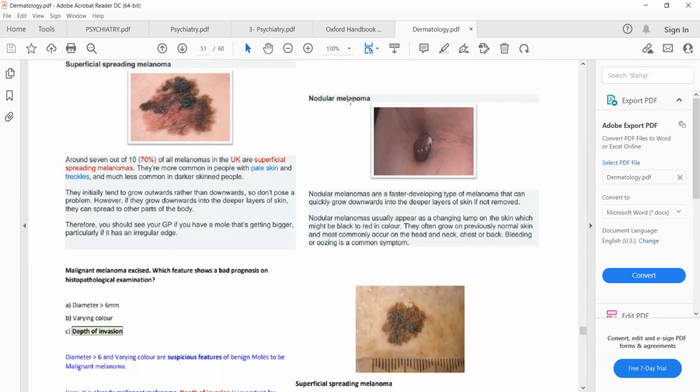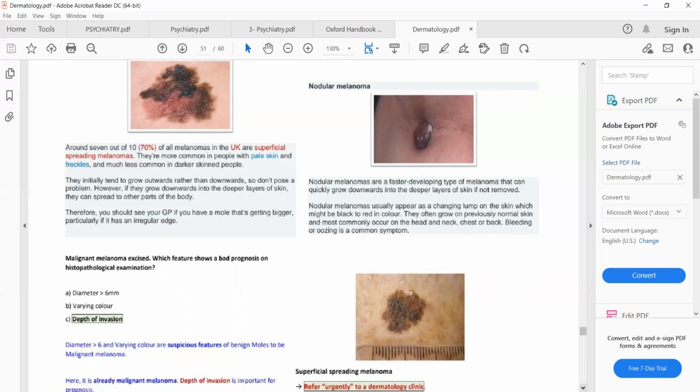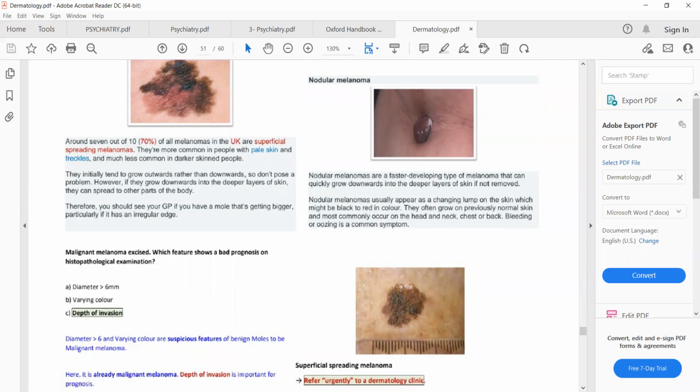Melanoma has another type, that is nodular melanoma. They are just like a nodule and they grow very rapidly into the deeper layer of the skin if they are not removed. So in this diagram, you can see though the color of this melanoma is black, the borders are irregular. So there is a suspicion of malignant melanoma.